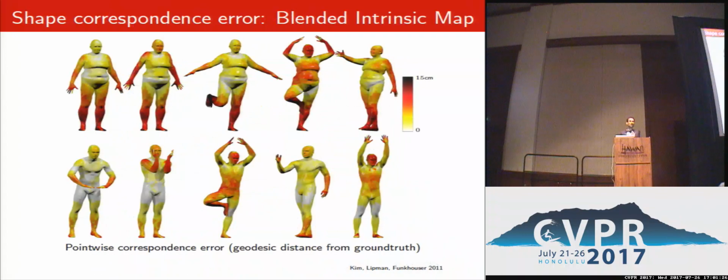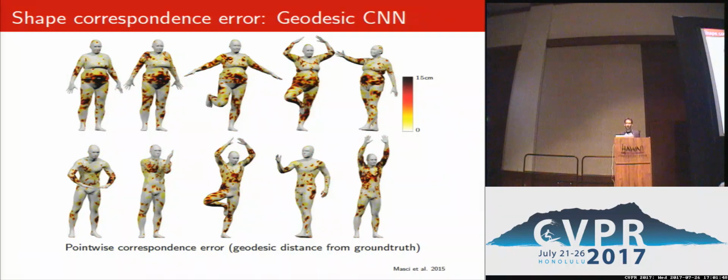To better appreciate it, what we plot here is the local correspondence error, the deviation from the ground truth correspondence. Here it's calibrated in centimeters. These are blended intrinsic maps. If you look at the correspondence produced by blended intrinsic maps, it looks nice because it's very smooth, but actually it is not. It's pretty bad. This is what we produce with geodesic CNNs. You see that many points have zero or a very small correspondence error. Of course, there are some sparse points where the correspondence error is pretty large.